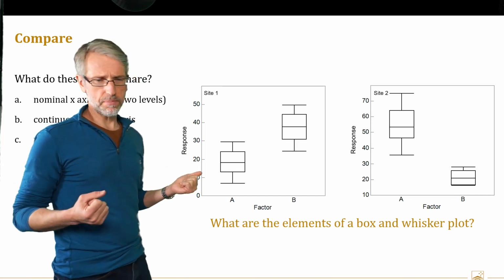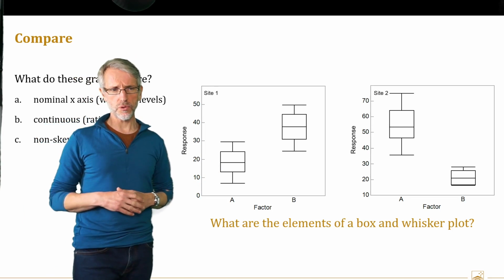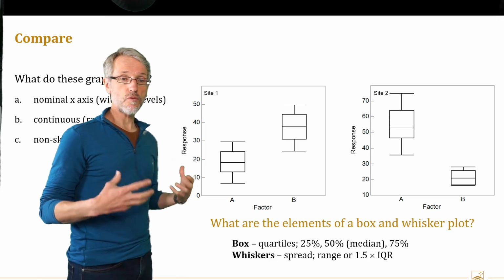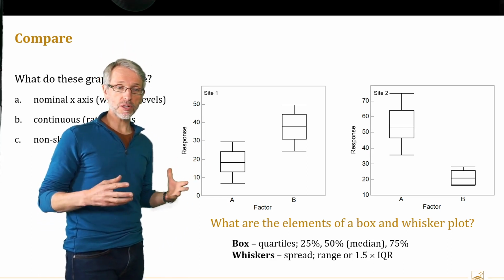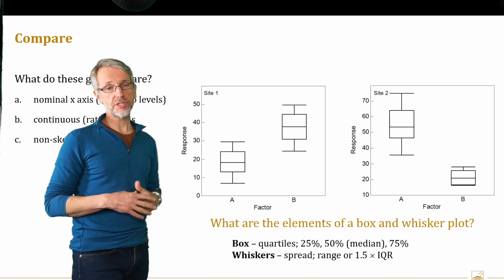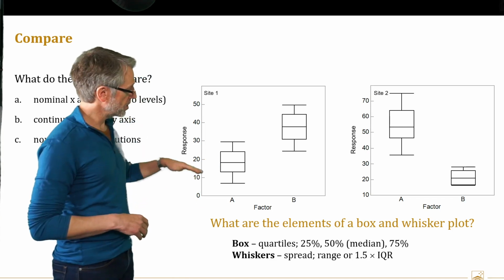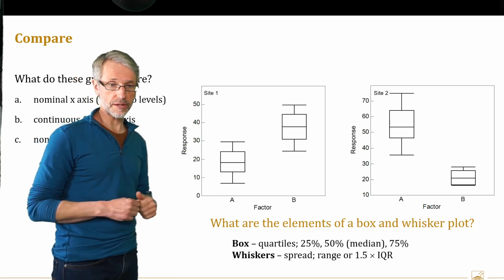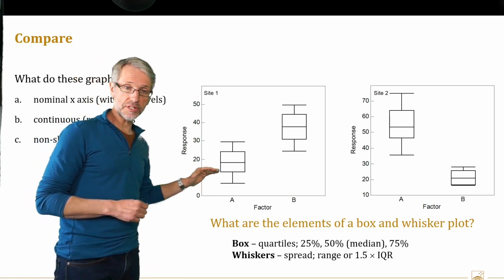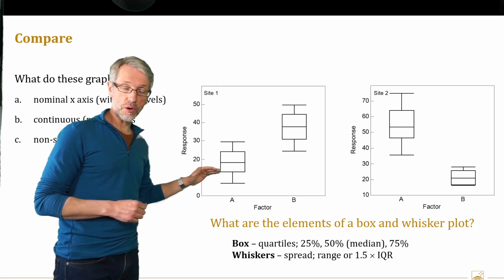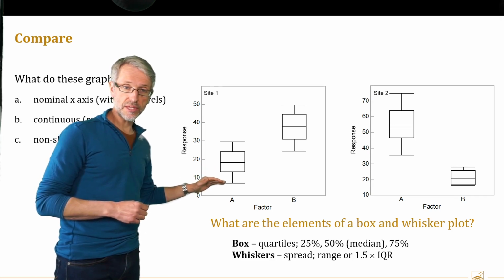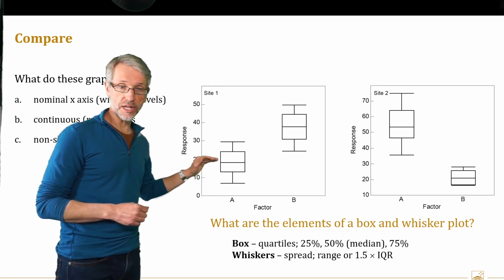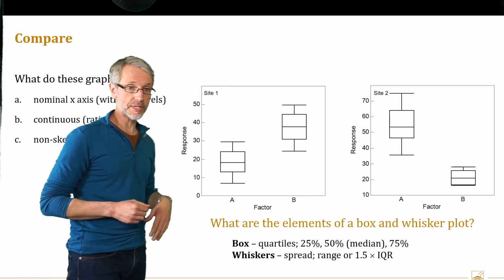Something you should be familiar with as you move through your career, through your degree, is exactly what a box and whisker plot represents. Remember, the box here in the middle represents the quartiles, the 25th, 50th and the 75th quartiles of the data. So 25% of the data sit between this lower edge of the box and the end of the whisker here. Then the next 25, the next 25. So the middle 50% of the data sit in there.